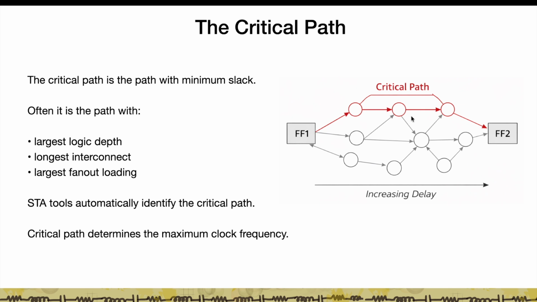Now, critical paths tend to share common characteristics: deep logic with many gates in series, long interconnects spanning large distances on the chip, or high fan out gates that are slow to drive their loads. STA tools identify these paths automatically and rank them by slack. Design teams then focus their optimization effort on the top violators, fixing them one by one until the whole design closes timing. And here's the important nuance: fixing one critical path often reveals a new one underneath it. Timing closure is an iterative process, not a one shot fix.